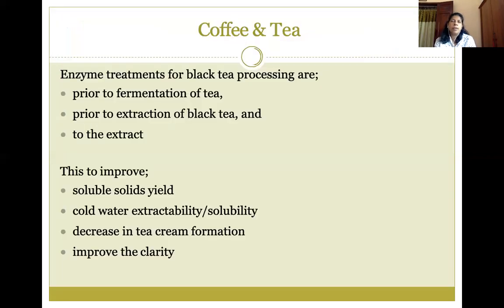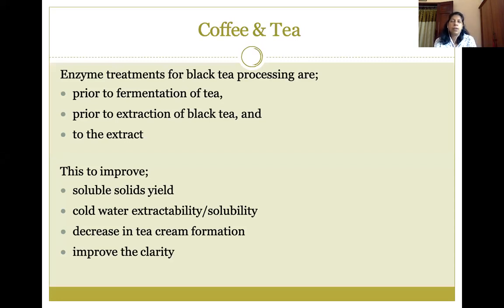Then when we come to the coffee and tea industry, there are enzyme treatments for black tea processing. You know that prior to the extraction, you keep the tea for fermentation first. Once you pluck the tea leaves and keep them for fermentation, you get the black color of the tea as well as a really nice aroma because of the fermentation process. Prior to the extraction of the black tea, they even add enzymes to the tea extract, so that they get a very clear black tea. They use these enzymes, right?